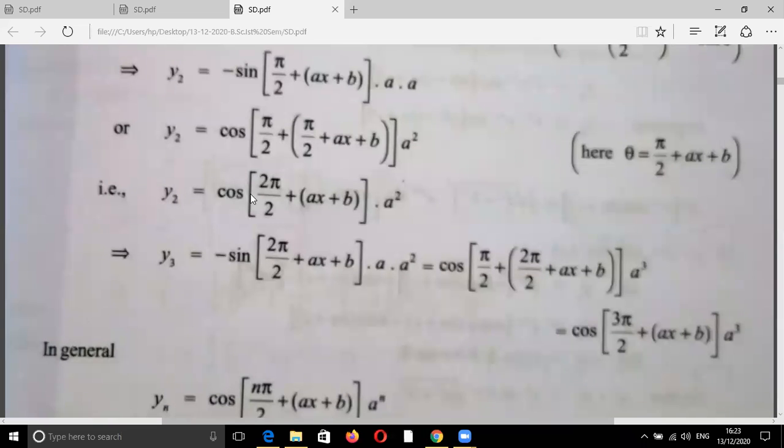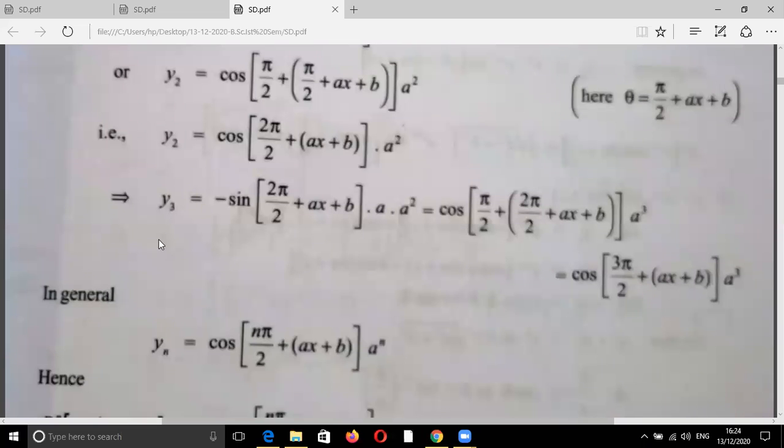You see, a square is a constant, so you keep it as it is. Cosine will become sine, because if you differentiate cos theta you get minus sine theta, and then the inner derivative again gives a square into a, which is a cube. This you have to rewrite as cos of (pi by 2 plus 2 pi by 2 plus ax plus b). Okay, now this you are writing as 3 into pi by 2, plus ax plus b, into a cube.